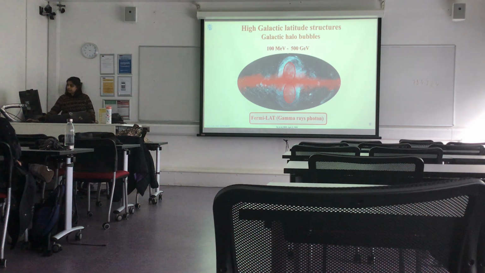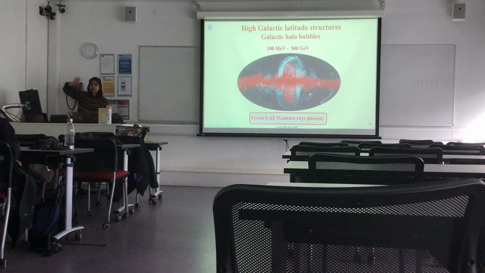And these bubbles are basically, so this is the plane of the galaxy. This means this is the disk. This is where we sit. And these bubbles are actually extending perpendicular to the plane of the galaxy. So they're going outside the galaxy, and they're called Fermi bubbles, which is shown here in red.